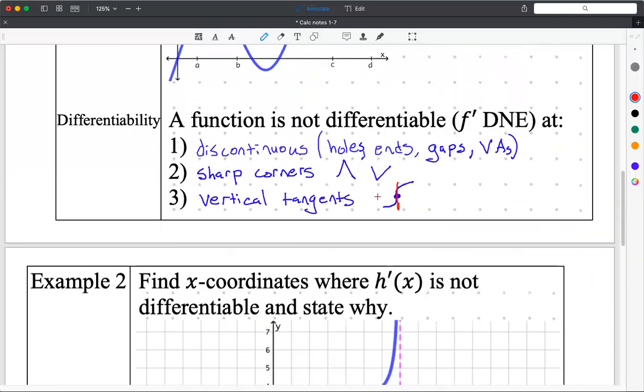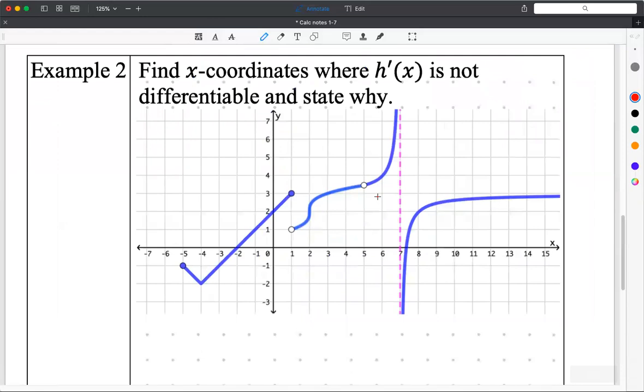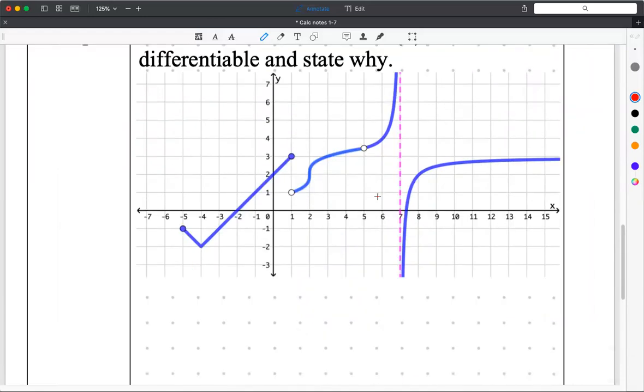Let's move down here to example 2. So this is going to take a bit of time for you guys to copy down, but after this example, I have nothing else. It's all blank under here.